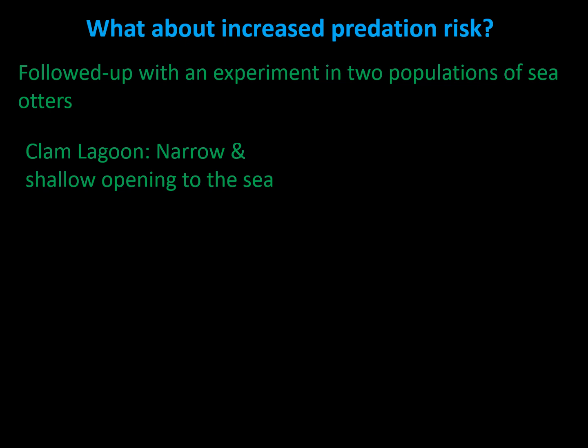did observations on two habitats of the Aleutian Islands ecosystem, a coastal ecosystem. One is the Clam Lagoon, and another site is Kurok Bay. Although both are coastal kelp forest ecosystems, they have different habitat structures. Clam Lagoon has a narrow and shallow opening to the deep sea. Because of that, it prevents the entry of killer whales into the lagoon environment.